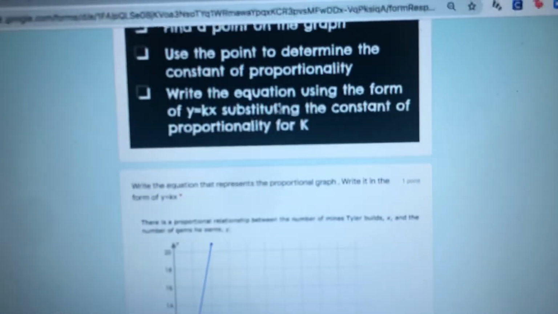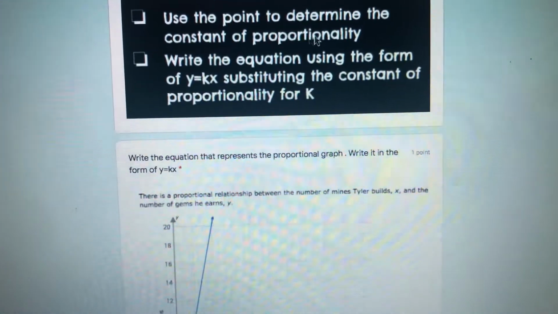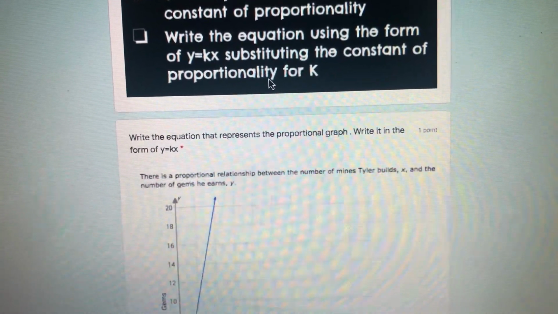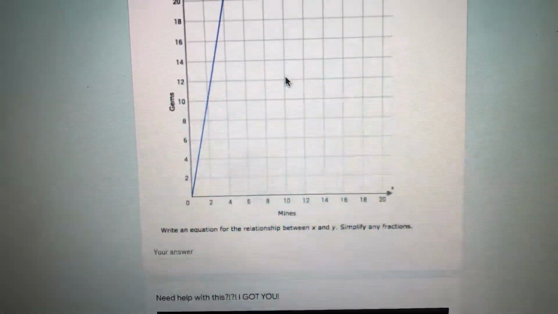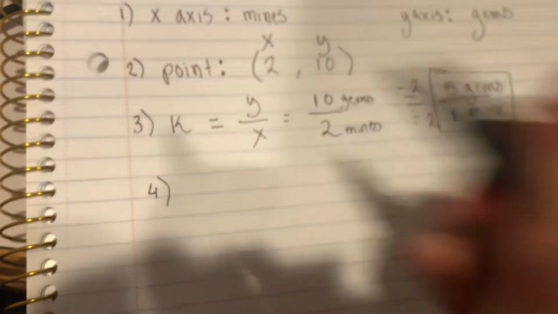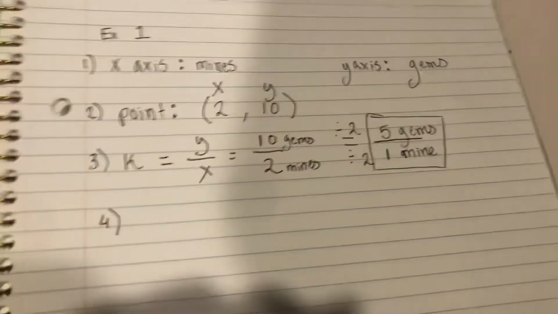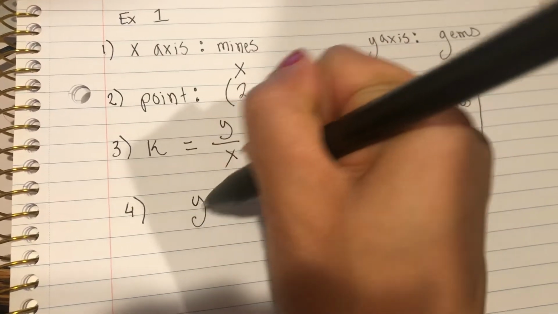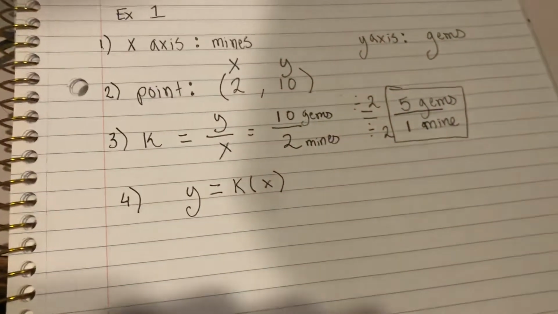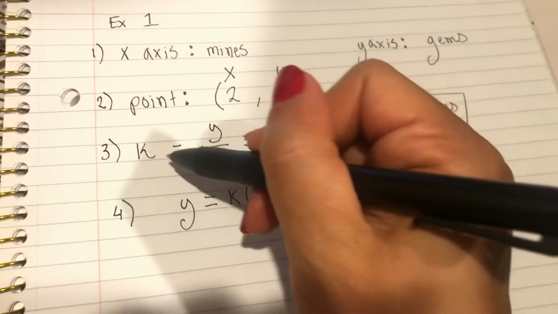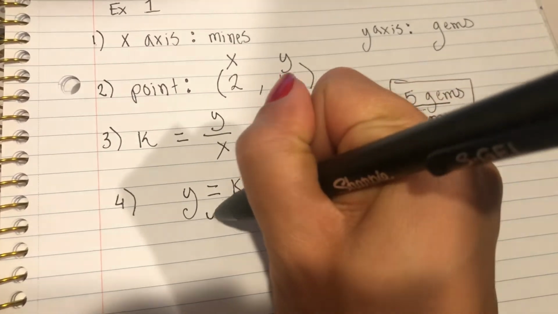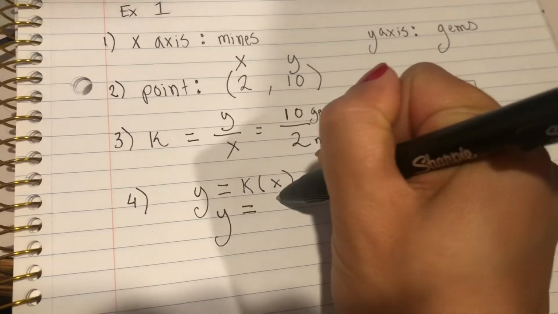But in our CFS, it says write the equation using the form y equals kx, substituting the constant of proportionality for k. So here's the final step. This is step 4. My final step is to substitute. So my equation is y equals k times x. Now I know that k equals 5, or 5 over 1, so this would be y equals 5x.